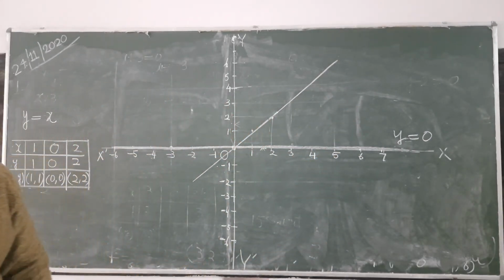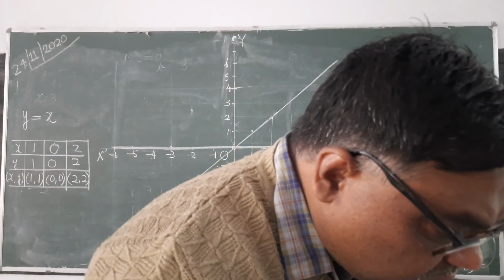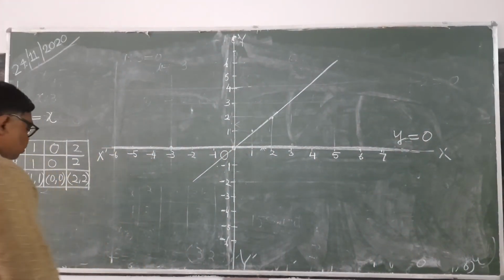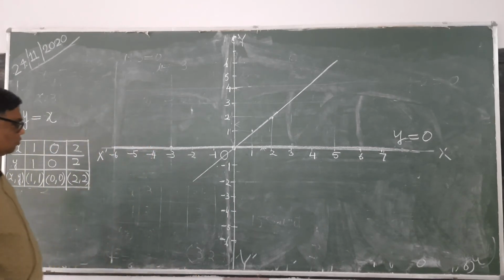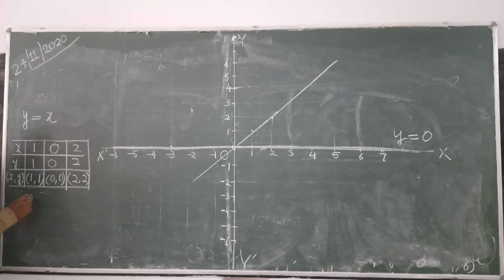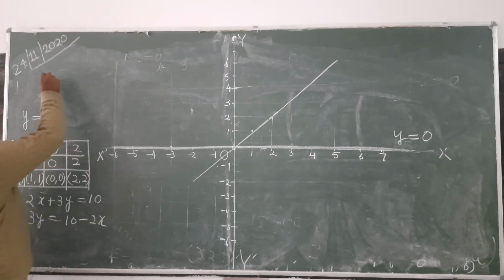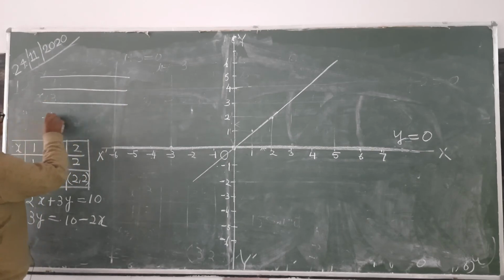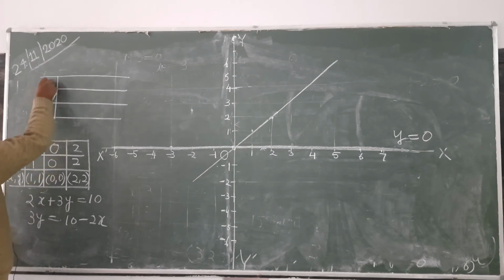It is clear? Then the third line is 2x plus 3y equals to 10. 2x plus 3y equals to 10. So you can see here, 2x plus 3y equals to 10. So what is 3y? 10 minus 2x. So you make the table here. This is x, y and x comma y.